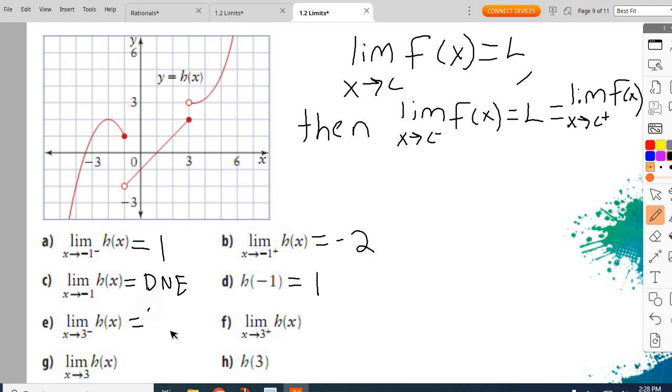2. And our limit from the right? 3. Which means that our overall limit does not exist. Now, what is h of 3 this time? 2. Are we all okay with that? Yes. Now, what type of function is h?